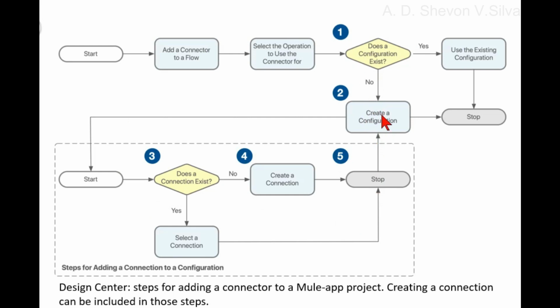Part 2, part of creating a configuration is specifying which connection the connector must use to connect to a system when your Mule-App is running.